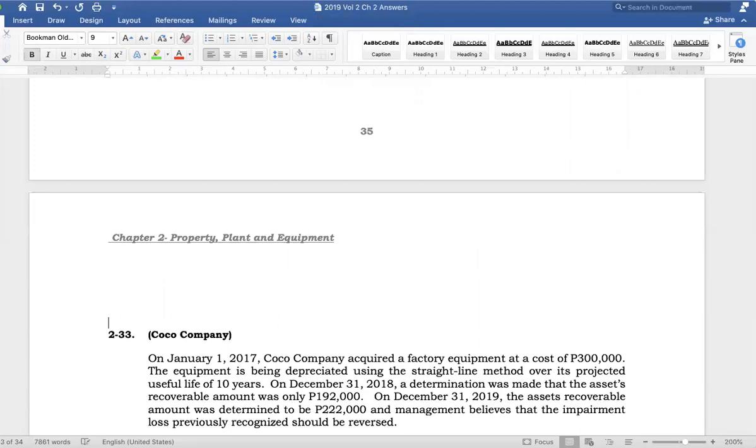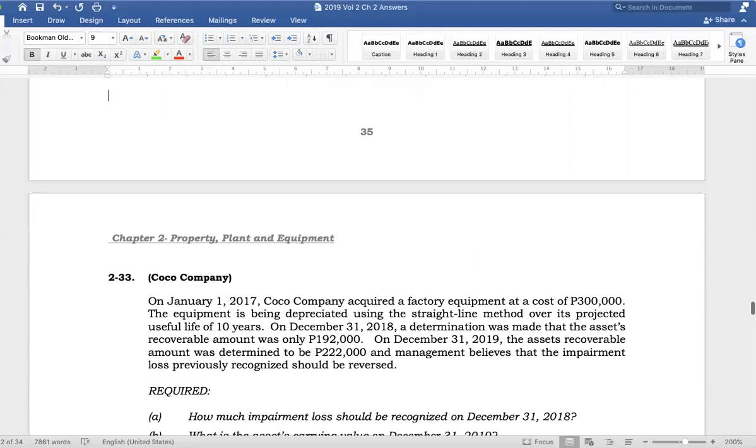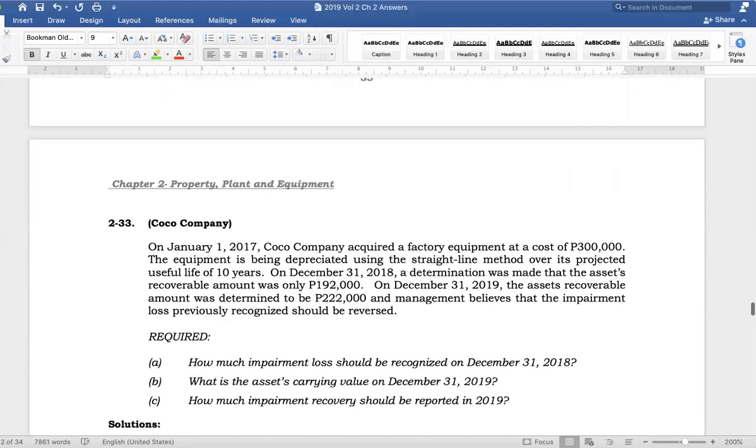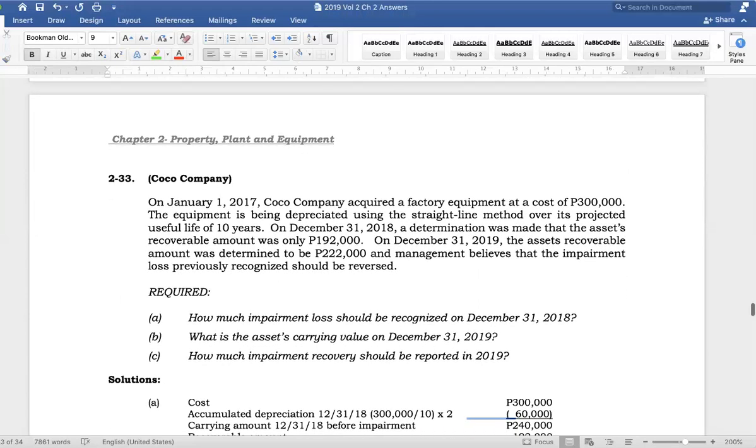Okay, so the last for this day, just a follow-up on recovery of impairment. On January 1, 2017, Coco Company acquired a factory equipment at a cost of 300,000. The equipment is being depreciated using the straight line method over its projected useful life of 10 years. On December 31, 2018, that is after using the asset for 2 years, a determination was made that the asset's recoverable amount was only 192,000.